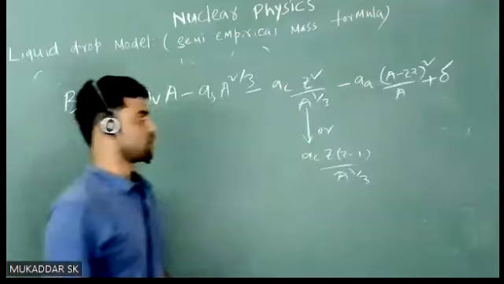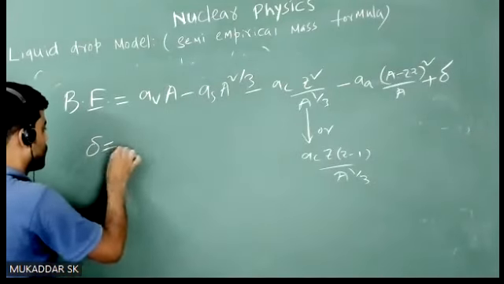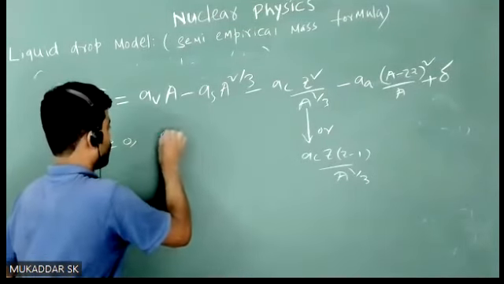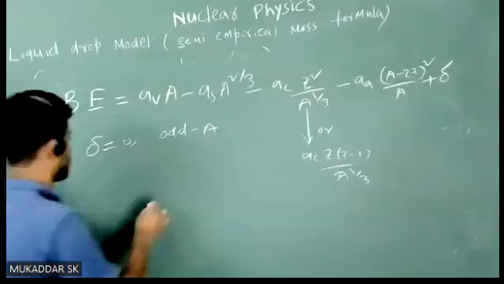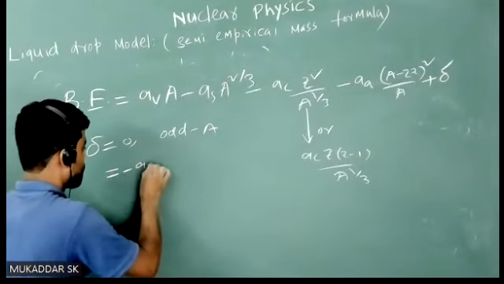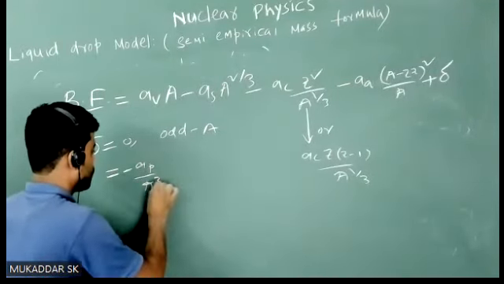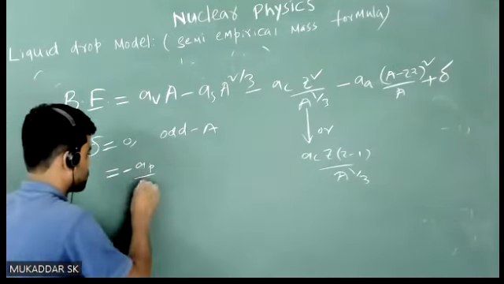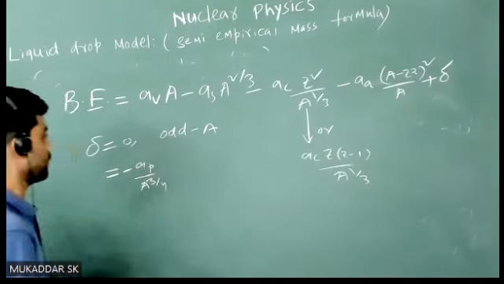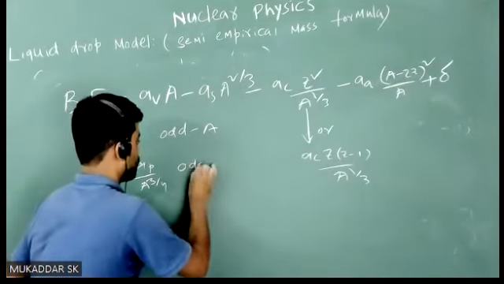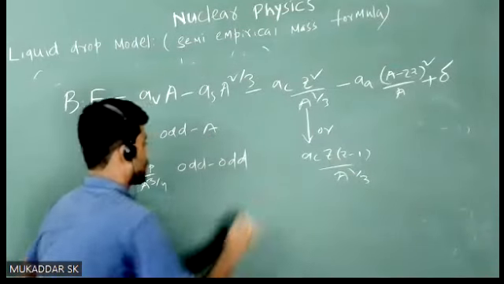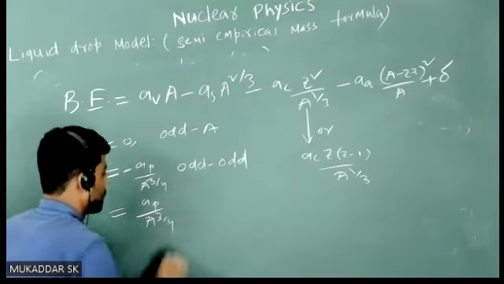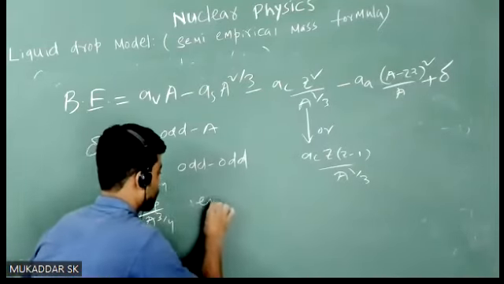that we have discussed. So delta can be what? It can be 0, or minus a_P divided by A^(3/4) for the odd-odd case, and it will be a_P divided by A^(3/4) for the even-even case.